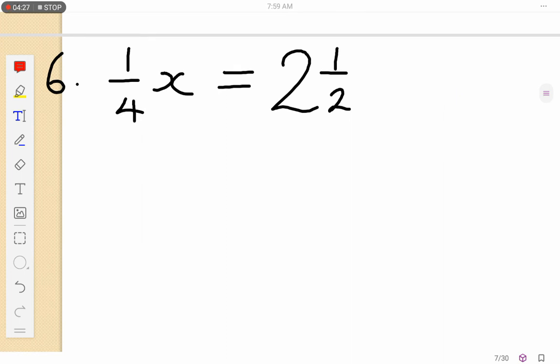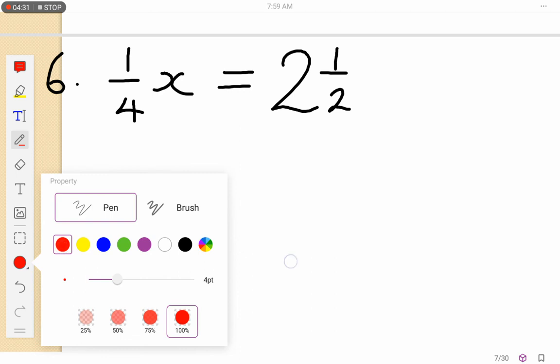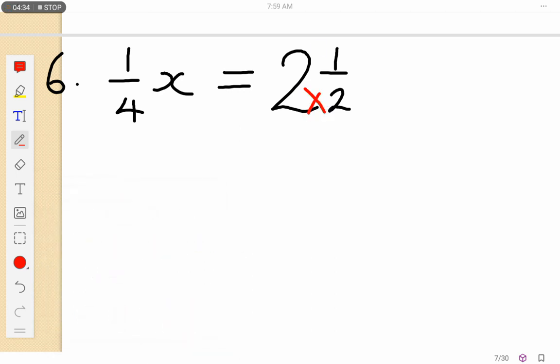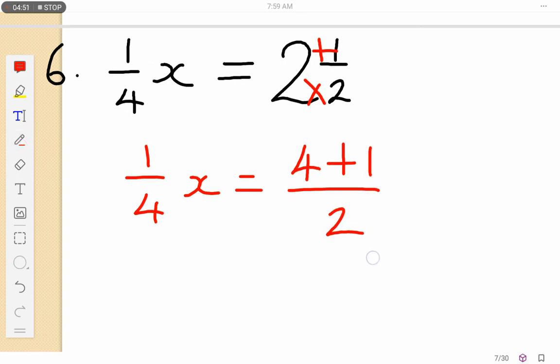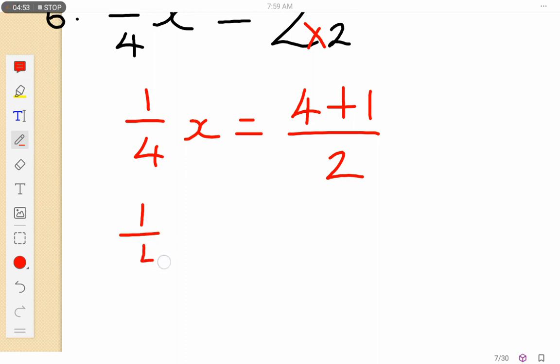Okay, for this one now, for us to easily do this, we can say we multiply this here and we add there, so that we have an improper fraction and we can solve this problem easily. Okay, so I'll have 1 over 4 x is equal to 2 times 2, we get 4. So we say 4 plus our 1 over 2. Okay, now we have 1 over 4 x is equal to 4 plus 1, we get 5 over 2, like that.